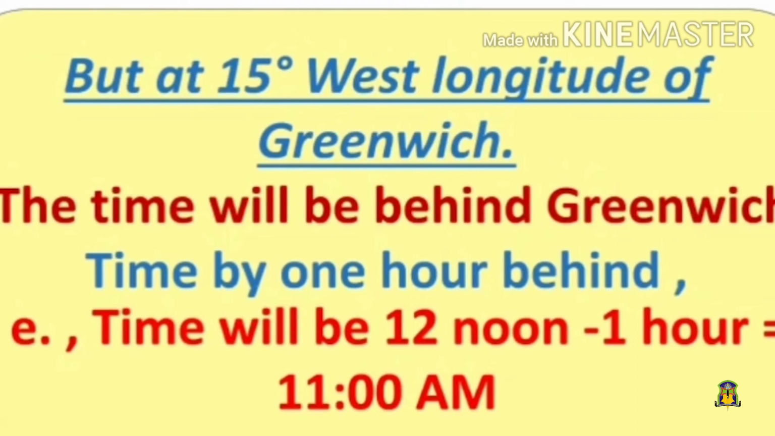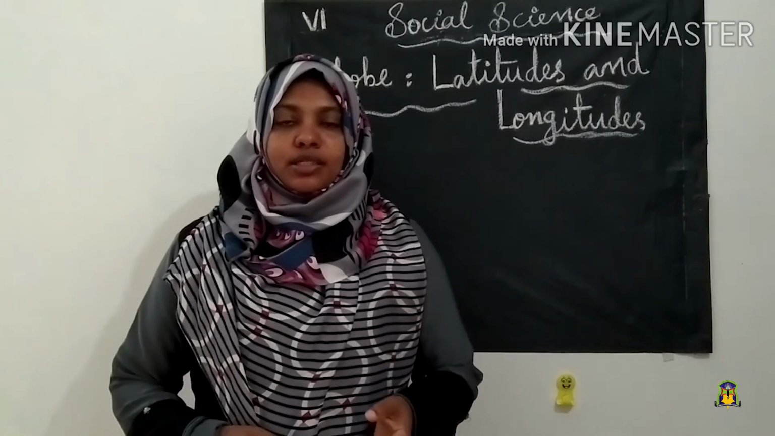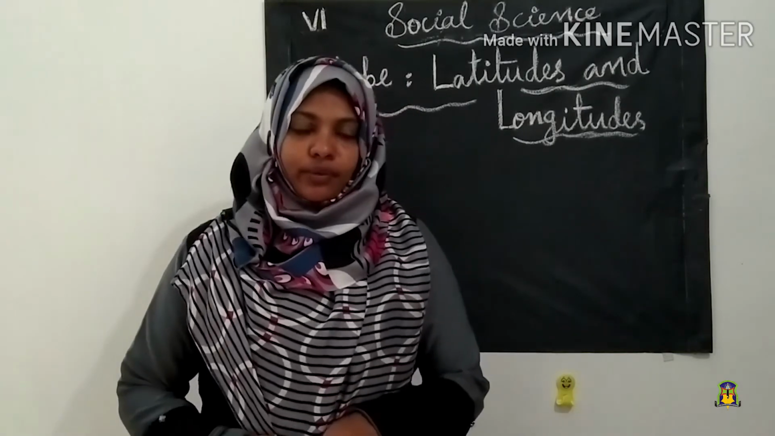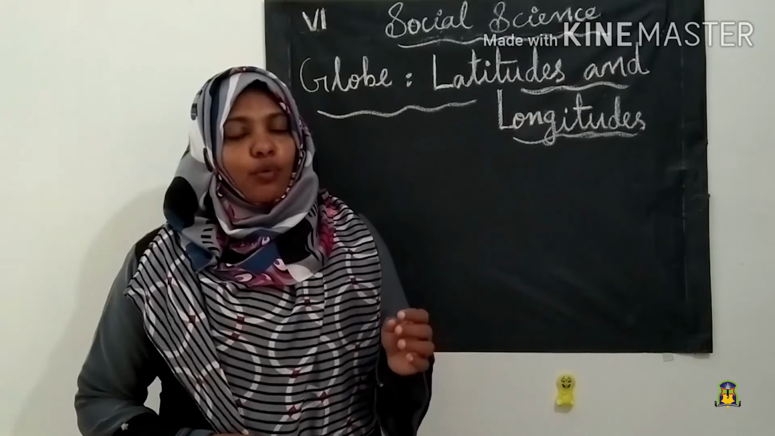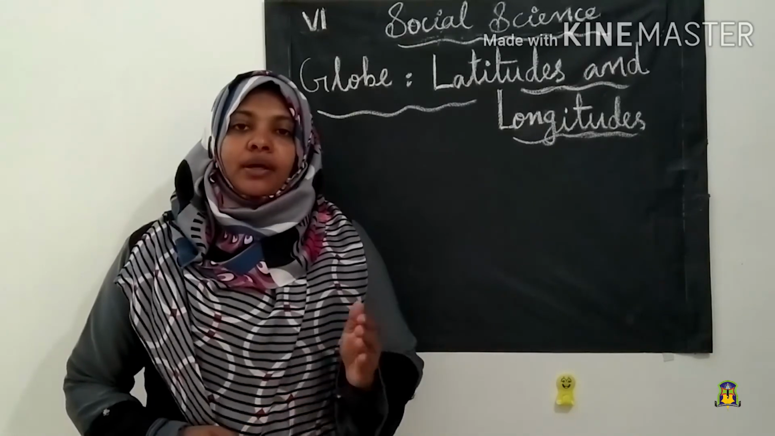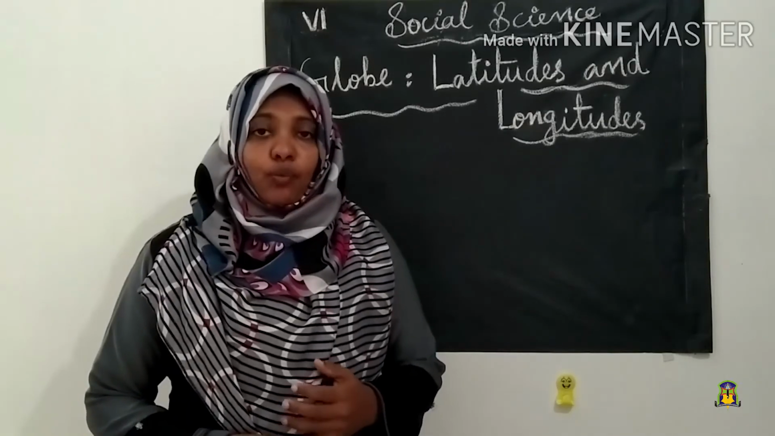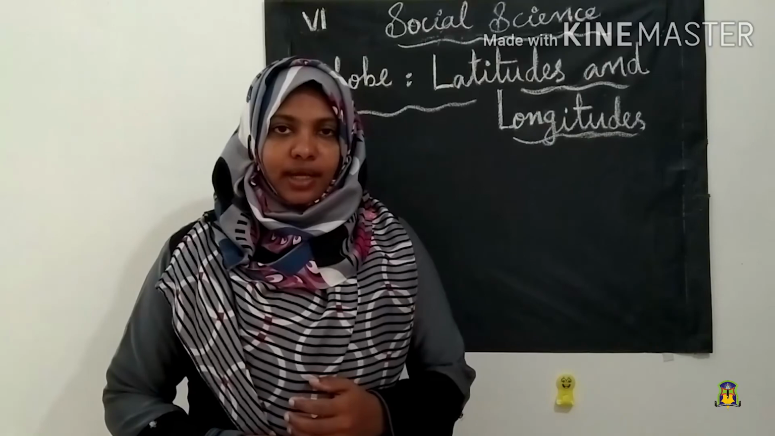But at 15 degree west longitude of Greenwich, the time will be behind Greenwich. So the time is 1 hour behind, that is 12 noon minus 1 hour is equal to 11 a.m. So the places east of Greenwich will be ahead of Greenwich time, and places west of Greenwich will be behind Greenwich time. Now we can check why we have standard time.